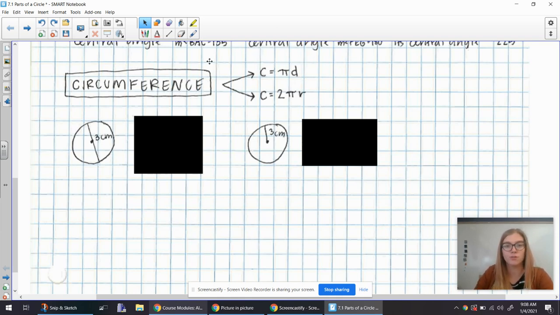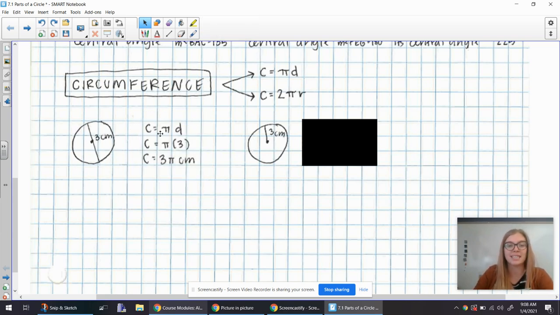We choose which formula we use depending on what information is given. So for example, in this problem, we're given that the diameter is 3 centimeters. So we're going to use the formula that uses diameter. So C equals pi times d, C equals pi times 3, which means the circumference is 3 pi centimeters. Sometimes you'll see that the answer is written as 3 pi. Sometimes you'll see that the answer is written as a decimal. It can go either way. Always ask your teacher to see what they're looking for, and make sure that you can recognize both on a multiple choice question.